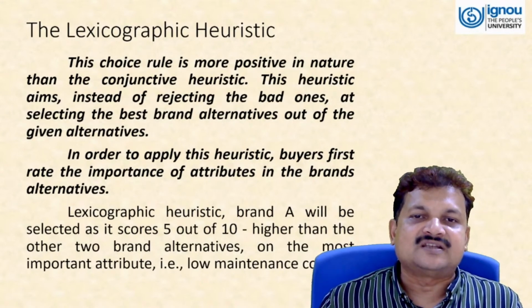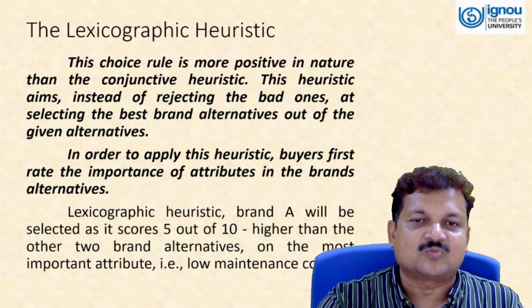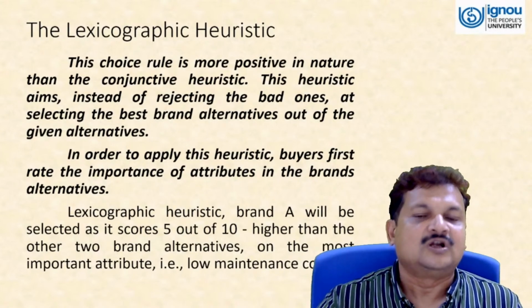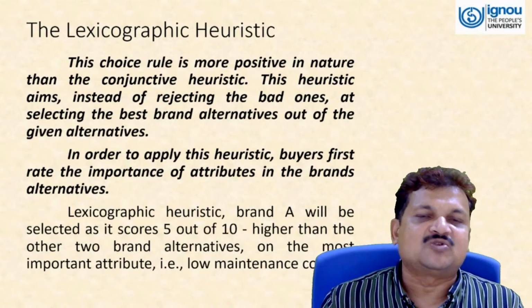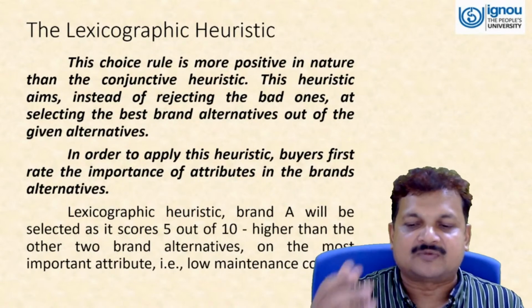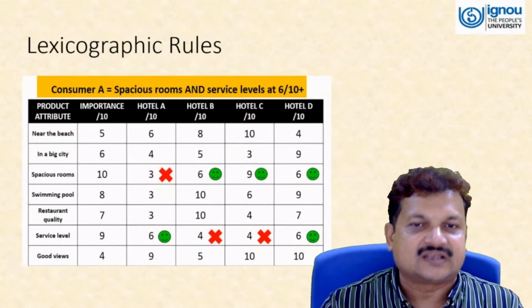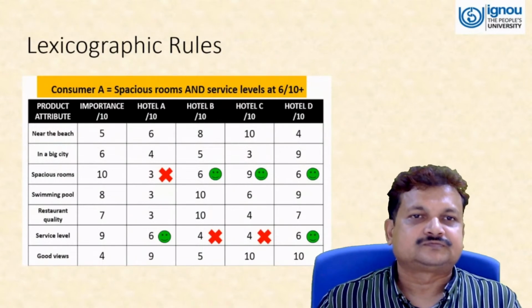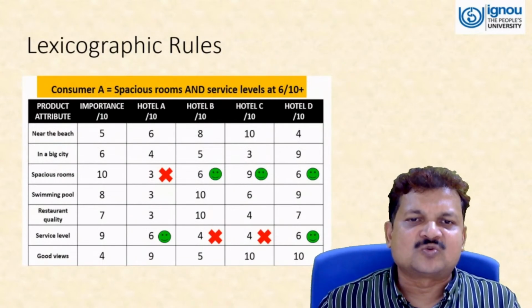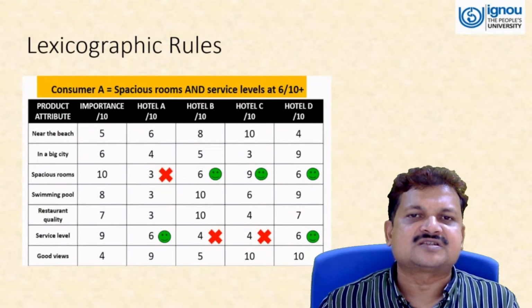In order to apply these heuristics, buyers first rate the importance of the attributes in the brand set. So you are prioritizing which attributes are more important to you, and after prioritizing you are going to do it like that. Like I can say, spacious room and service level. These two things you are going to select.